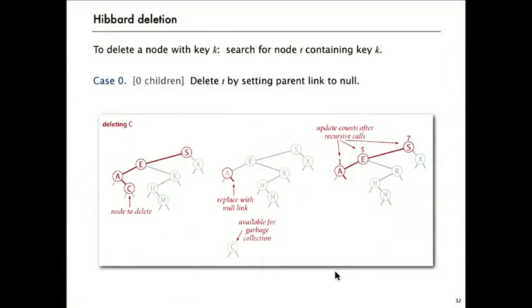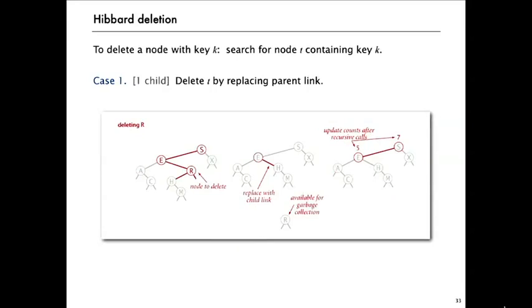That's the second case. The first case for hybrid deletion is what we want to do to delete a node with key k: we search for the node that contains the key. And the easiest case is that node has no children. So to delete a node that has no children, just return null. And then go back up to update the counts as usual. That's the easy case.